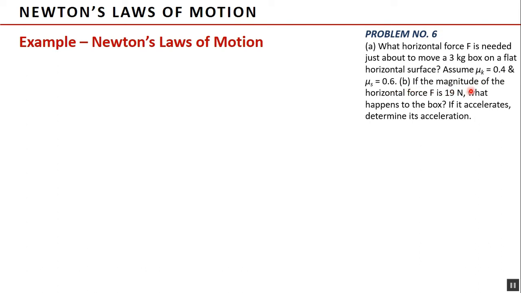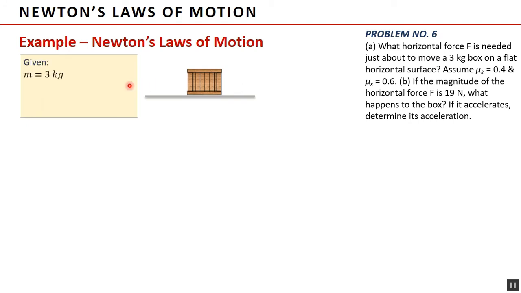Letter B. If the magnitude of the horizontal force F is 19 newtons, what happens to the box? If it accelerates, determine its acceleration. Try to think and analyze. So this is the box of mass 3 kg lying on horizontal surface, wherein the coefficient of kinetic friction is 0.4 and for static friction, 0.6.